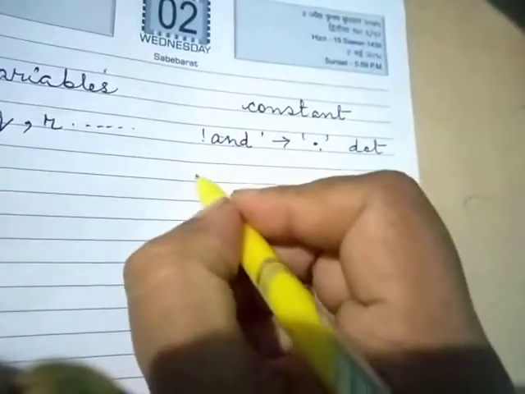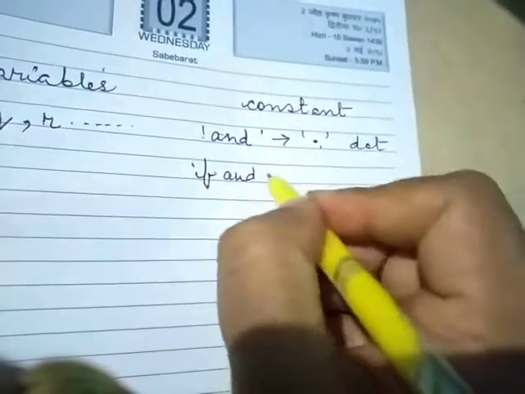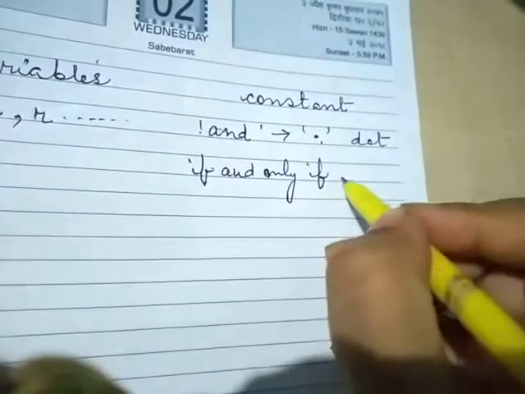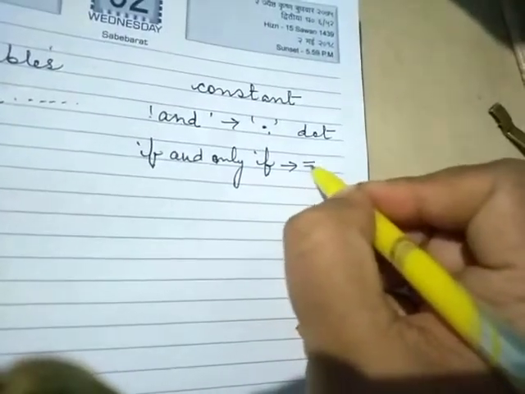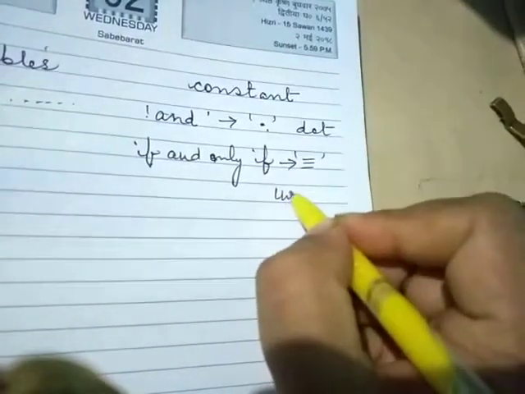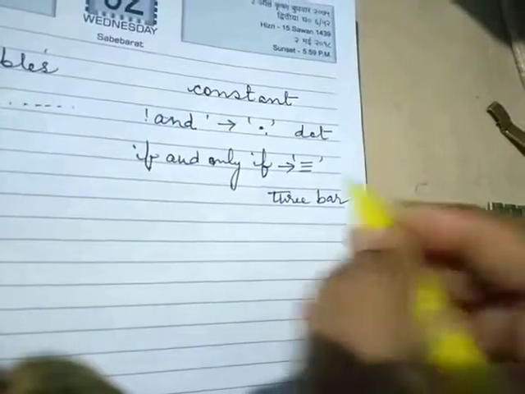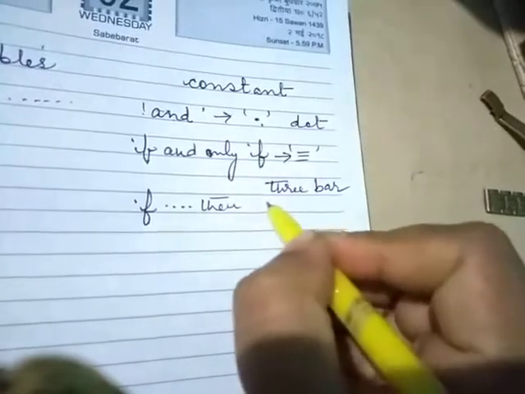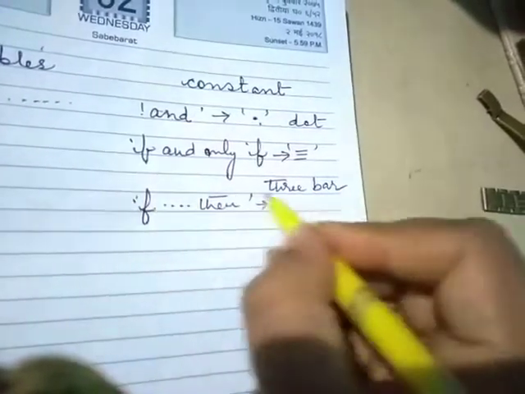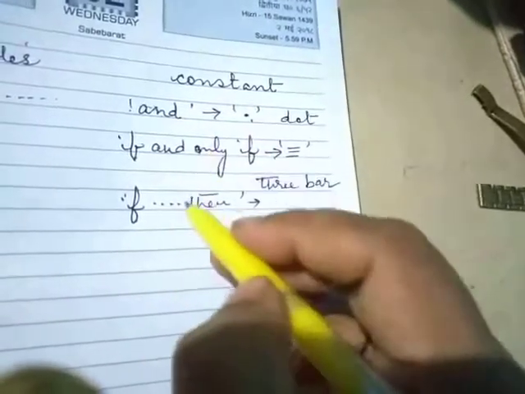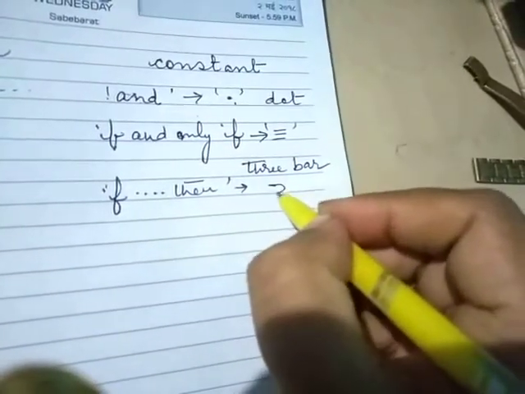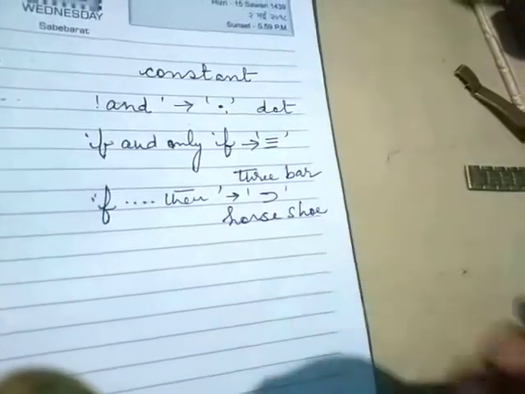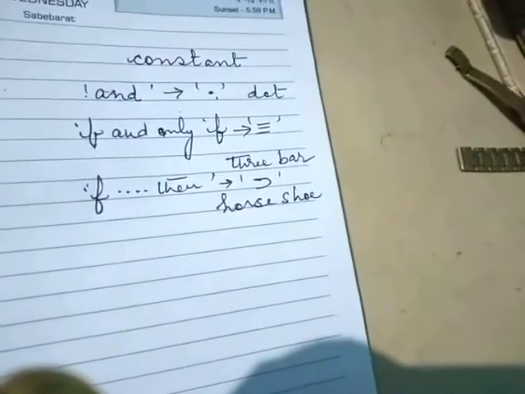Okay, then we have if and only if. Now for this kind of words we can use this type of symbol which is called 3 bar. Okay, now if we have if then, for this kind of words we can use this kind of connective. You can say these are all connectives. Okay, now coming on to the next one.